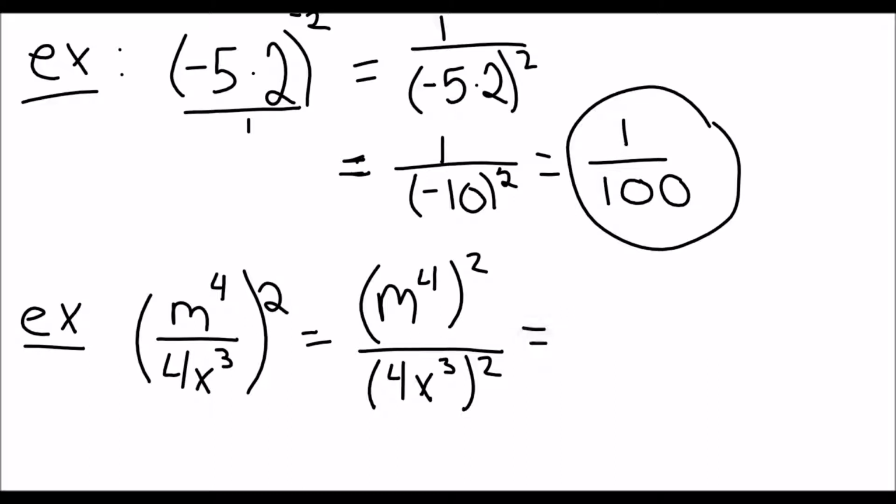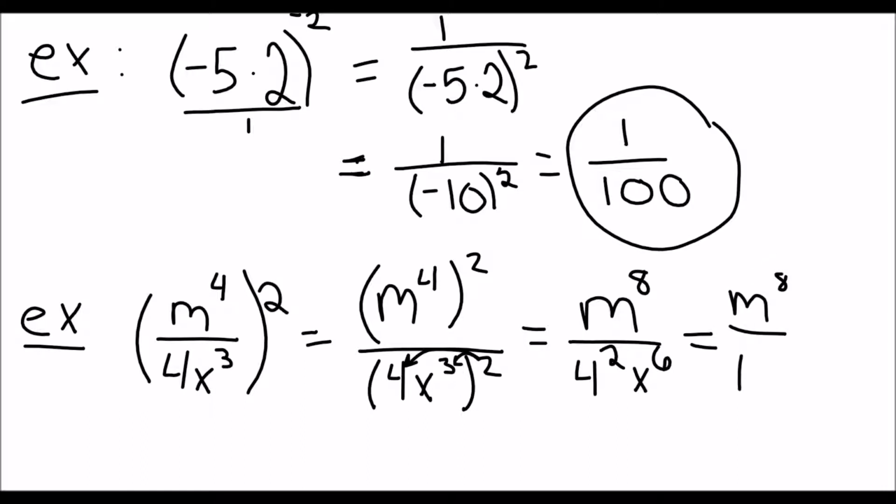So from here, we're just going to use our power rule that we went over, and so this is going to be m to the 4 times 2, which is m to the 8, divided by 4 squared, and x to the 3 times 2, which is 6. So this is basically just distributing the exponent to both parts of the parentheses. And so then just simplifying this out a little bit further, we get m to the 8th divided by 16x to the 6th. That's our answer.